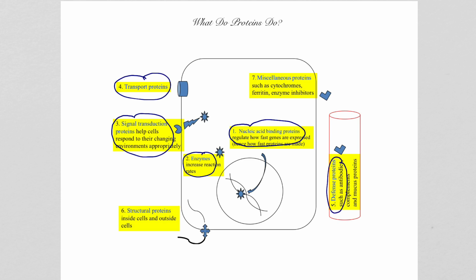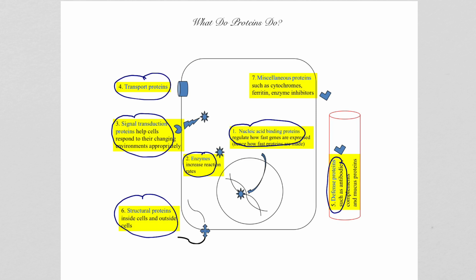Defense proteins basically protect us against microbes and other pathological insults. Structural proteins mostly provide structure to cells as well as their organelles and tissues, and they may also be involved in signal transduction. So this is a basic overview of the proteins that we find in our cell.